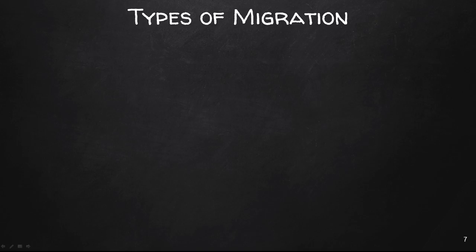So there are two main types of migration. There's internal and international. In internal migration, people move within their homeland, be it from one town to the next or across the country. This may take the form of moving from one level of density to another, such as rural to urban or vice versa.